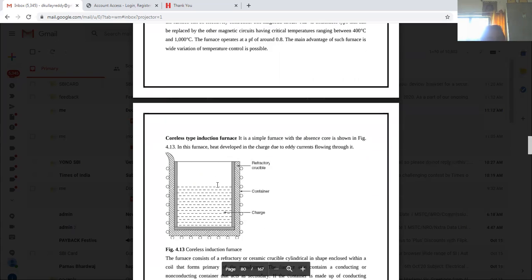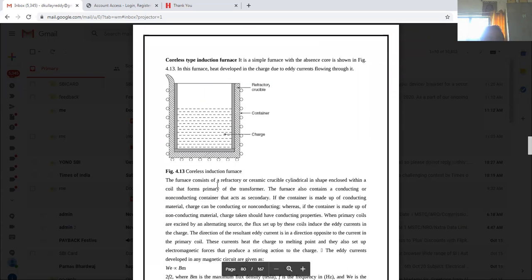Then the coreless type induction furnace is also available. So the core is not present here. Directly, when the container holds the charging particles, we have to go without a core.